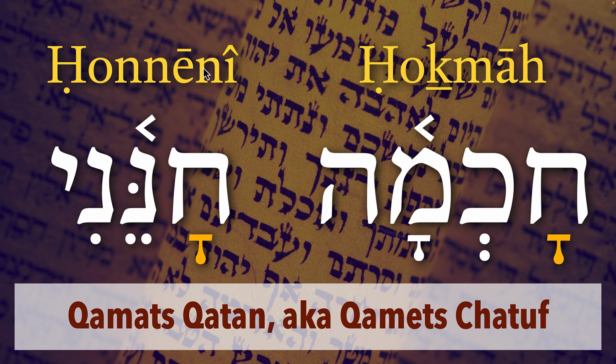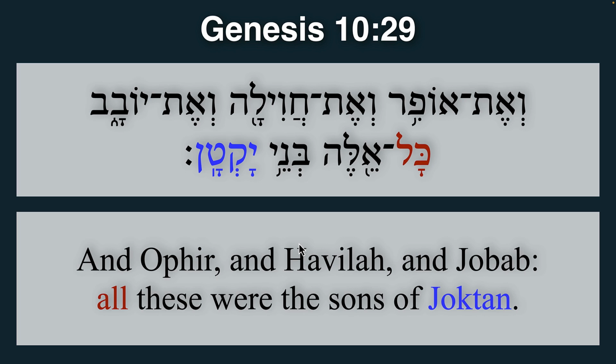In this video we'll talk about Qamats Qatan, as it is called. This particular T-looking vowel symbol is sometimes pronounced as O instead of A. Okay, that's what we're going to look at. It's called Qamats Qatan, not just the Qamats. So let's read Genesis 10 verse 29.